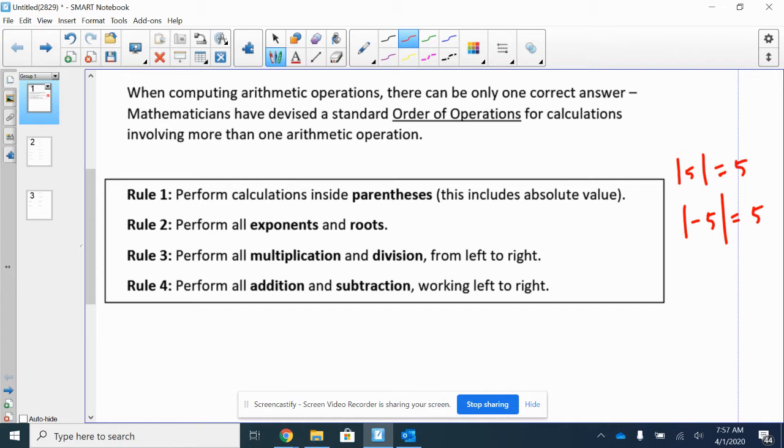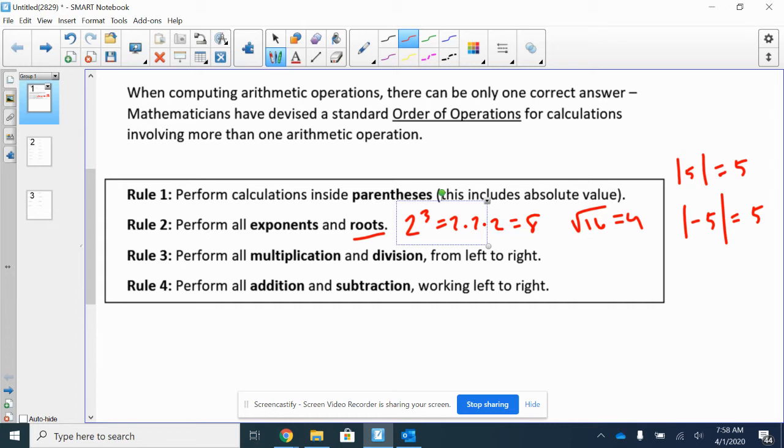Rule 2 says perform all exponents and roots. Exponents, just a review quickly: if I have 2 to the 3rd, that really means 2 times 2 times 2, which is 8. It does not mean 2 times 3. It means 2 times itself 3 times, for 8. And roots: if you remember this symbol, that's a square root symbol. If I have the square root of 16, you ask yourself what times what equals 16, the same number, and that would be 4. That's the second step we have to do, if they're present in an expression.